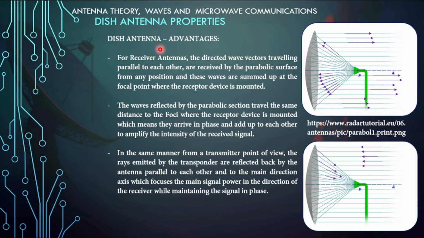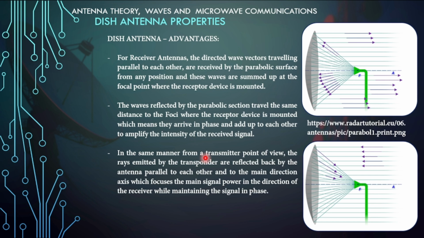Advantages of dish antennas. For receiver antennas, the directed wave vectors travel parallel to each other. Here in the second visualization, when they are received by the parabolic surface, they are reflected back to the receiver, but they travel the same distance, so they arrive in phase at the receptor. That's why there's no phase difference between them, which helps amplify the received signal as long as you have a larger area for the receiving dish antenna.